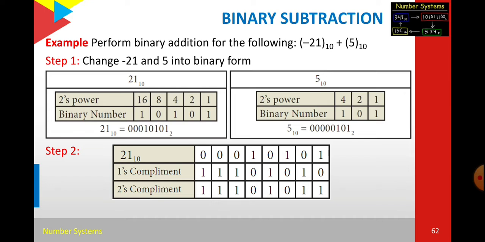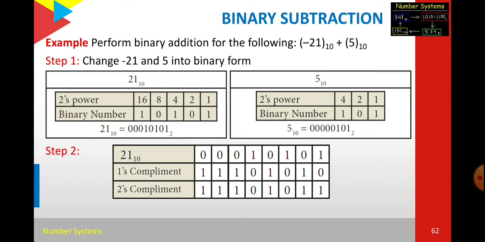So before going to one's complement, we change this 5-bit number into the 8-bit format. For that, we just add preceding zeros to this binary number. So 0 0 0 1 0 1 0 1 base 2. This is the binary value for the positive decimal number 21 base 10.